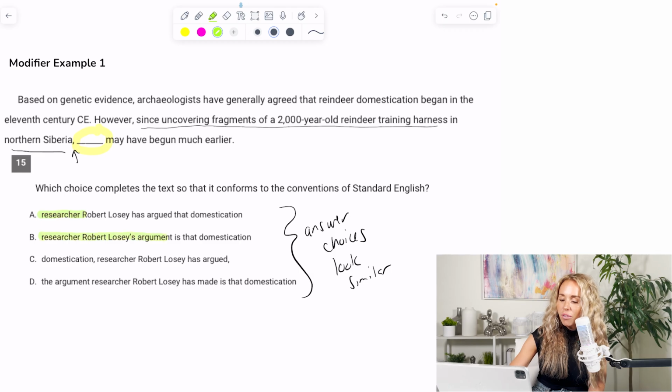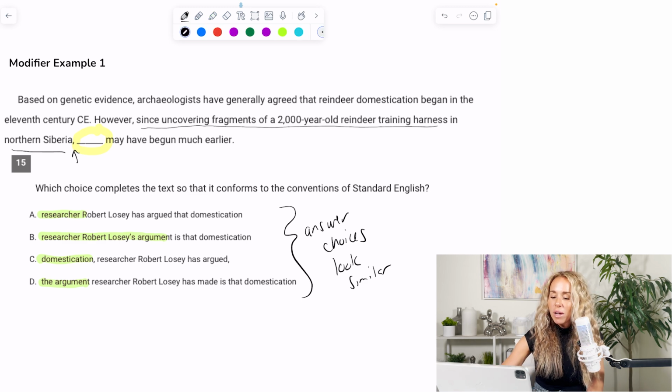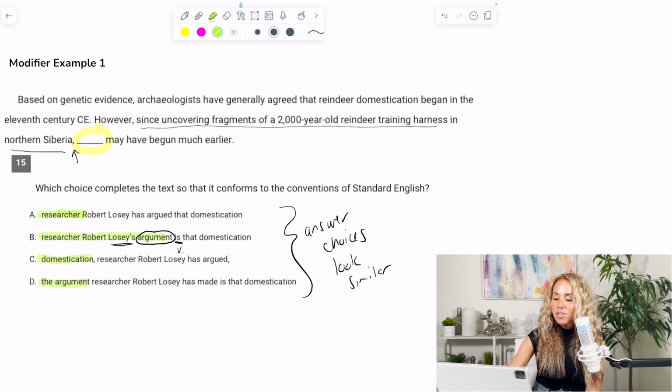Now, why did I highlight researcher Robert Losey's argument in B? That's because that would be the subject, because we have this apostrophe here. So really the focus is on the argument. The argument is, so the argument is going with the verb. So really we have to decide, is the subject researcher Robert Losey? Is it researcher Robert Losey's argument? Is it domestication? Or is it the argument?